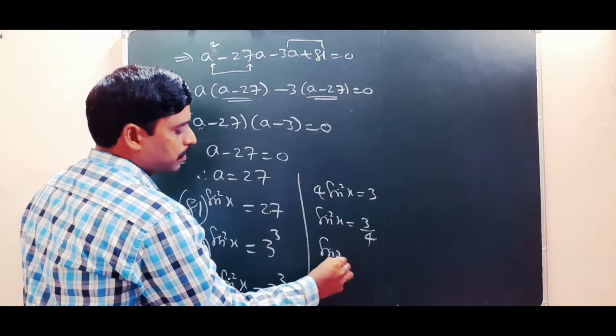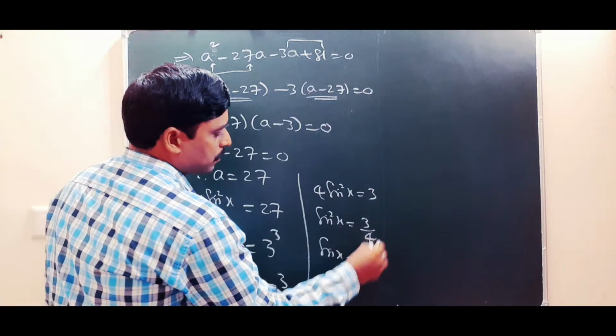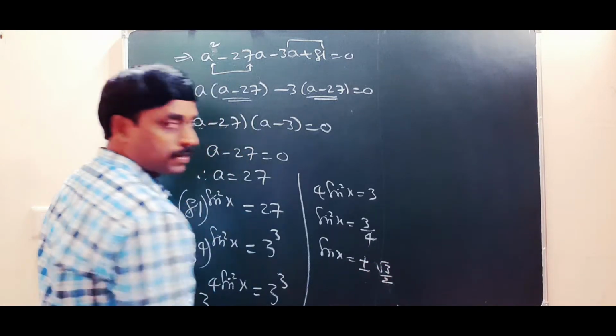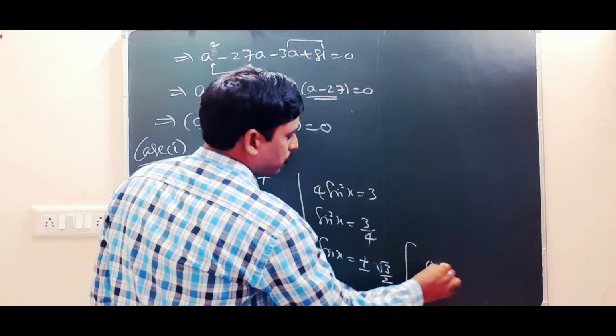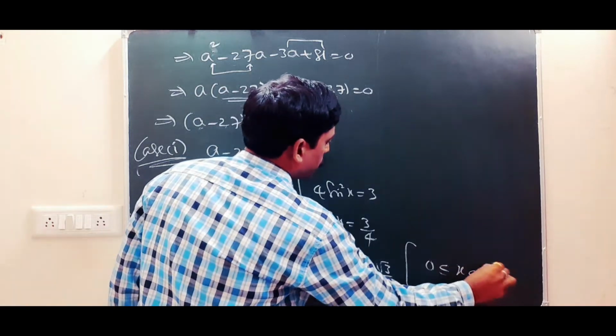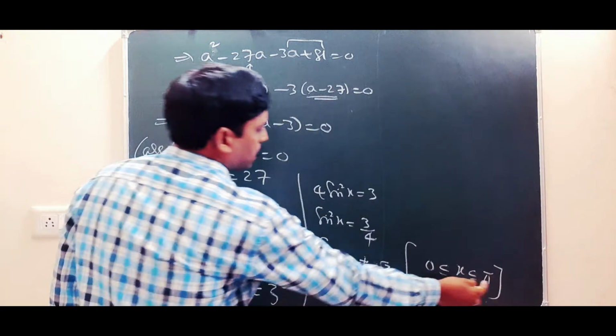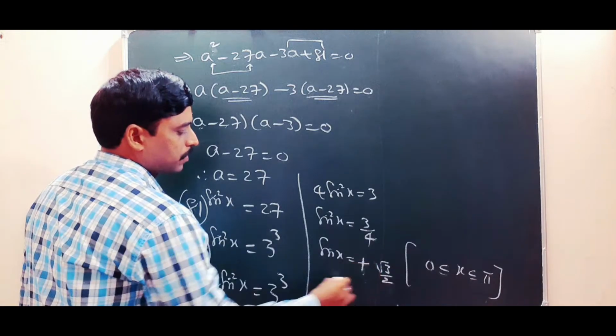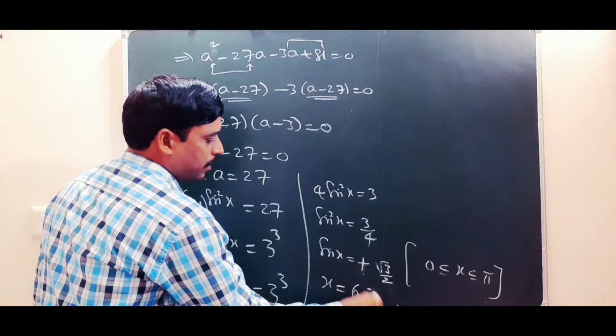Sin x is equal to plus or minus root 3 by 2. But in the statement what is given? Where x lies between 0 to pi. Between 0 to pi, sin x is positive. So let us take only the positive value. Therefore, x is equal to 60 degrees.